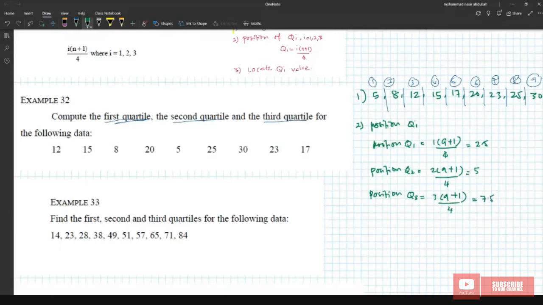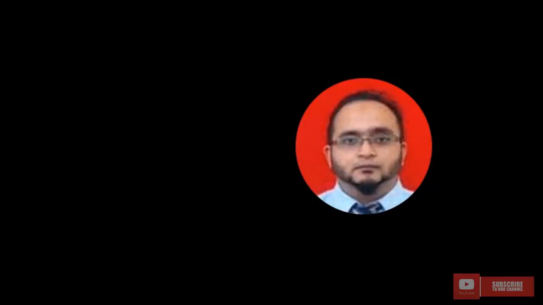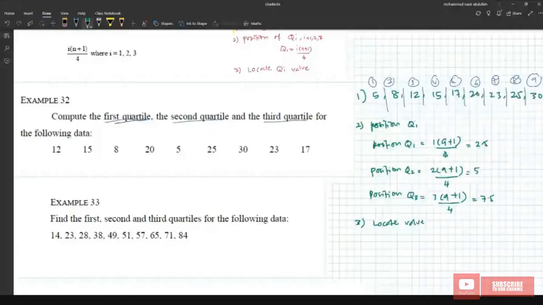Right, step number 3, we're going to locate the value for quartile i. So the value for quartile number 1 is at position 2.5. 2.5 is between 8 and 12. So 8 plus 12 divided by 2. So this one should be equal to 10. So quartile number 1 is equal to 10.